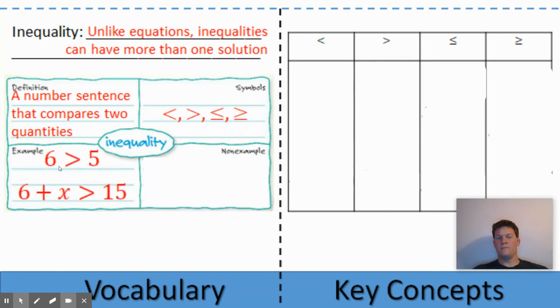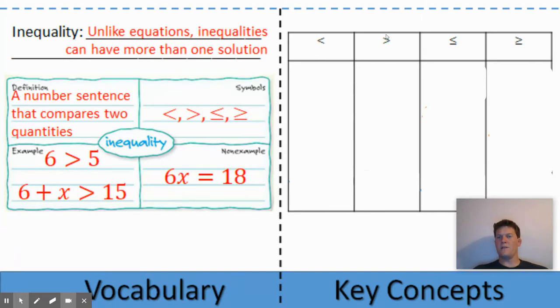An example: 6 greater than 5. 6 plus x is greater than 15. A non-example, well, something that's not an inequality. Let's say it's an equation. 6x equals 18, not an inequality.